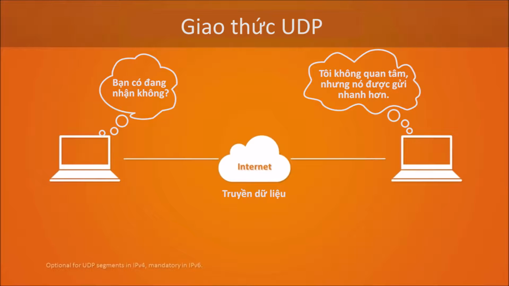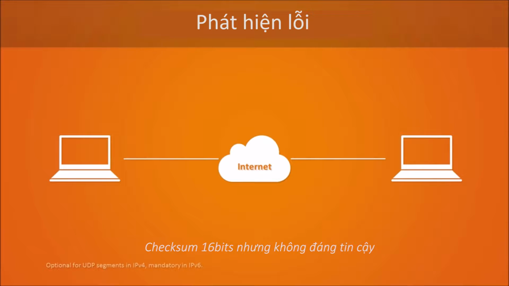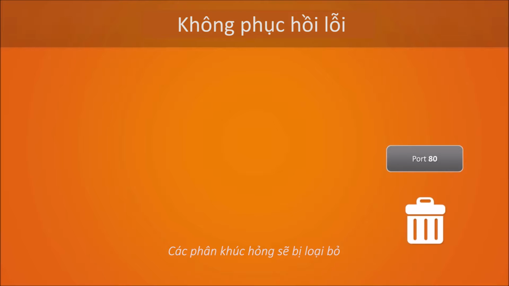Because data corruption is a common occurrence on the internet, UDP has a primitive form of error detection. Its packets carry a 16-bit checksum, but it is not that reliable. When UDP does detect corruption, it will not try to recover from it. In most cases, the corrupted segment will just be discarded.